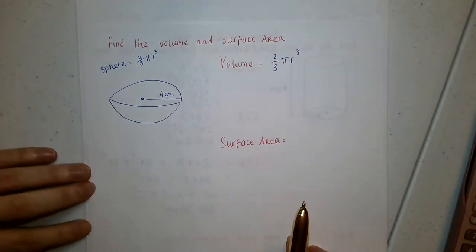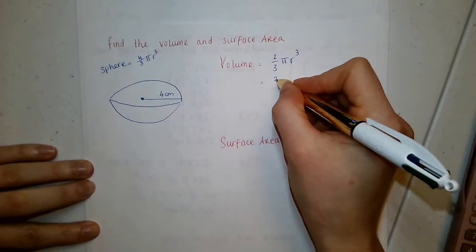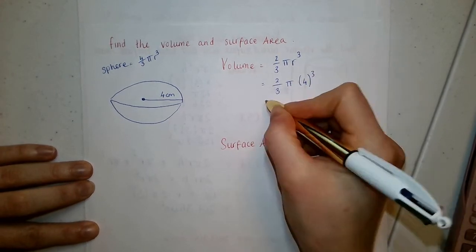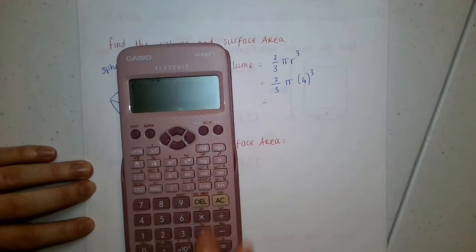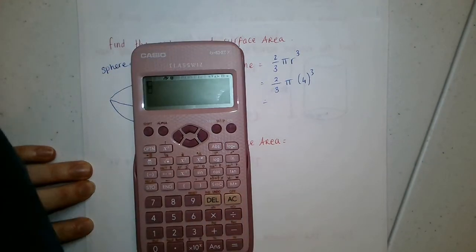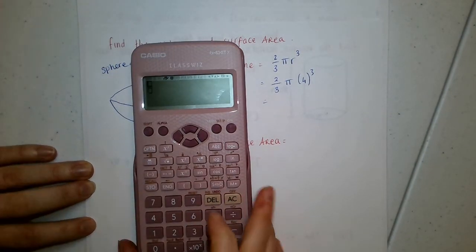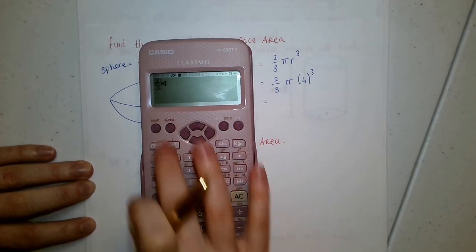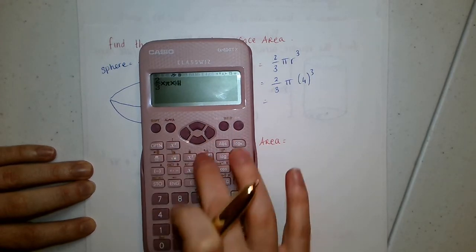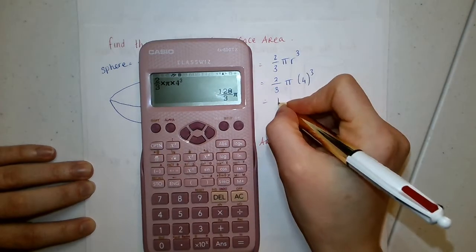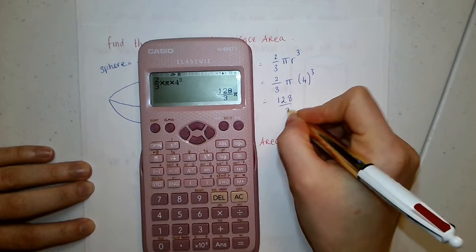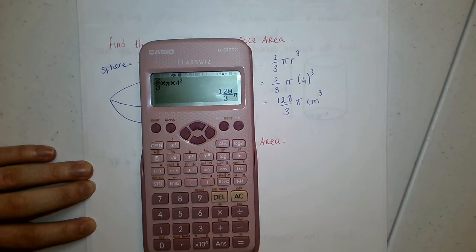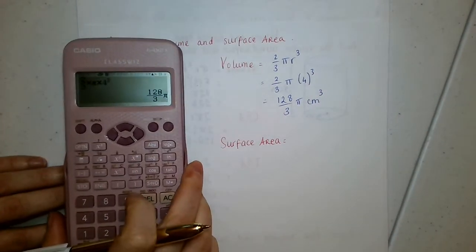Okay, so once we know that, we're just going to sub the value in for the radius, which is 4, and that's cubed, and we're going to again give our answer in terms of pi, so fraction button, 2 over 3 multiplied by pi multiplied by 4 to the power of 3, and that will give us 128 over 3 pi, and because it's volume, it's centimetres cubed. Okay, then we're going to look at the surface area.